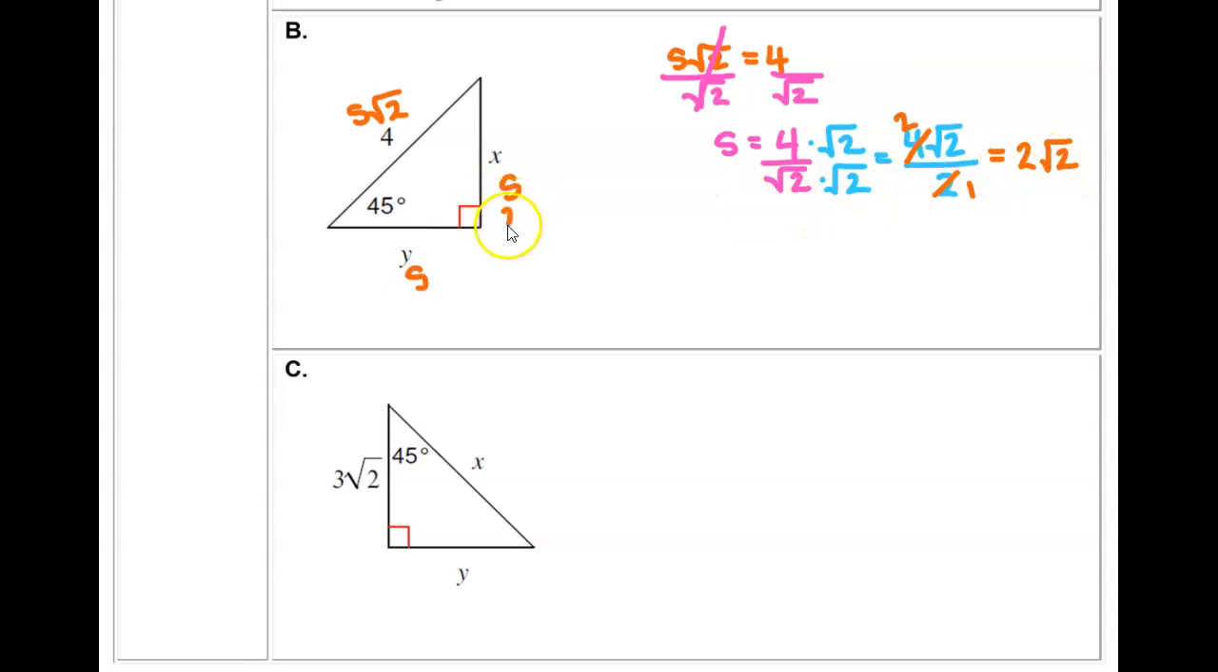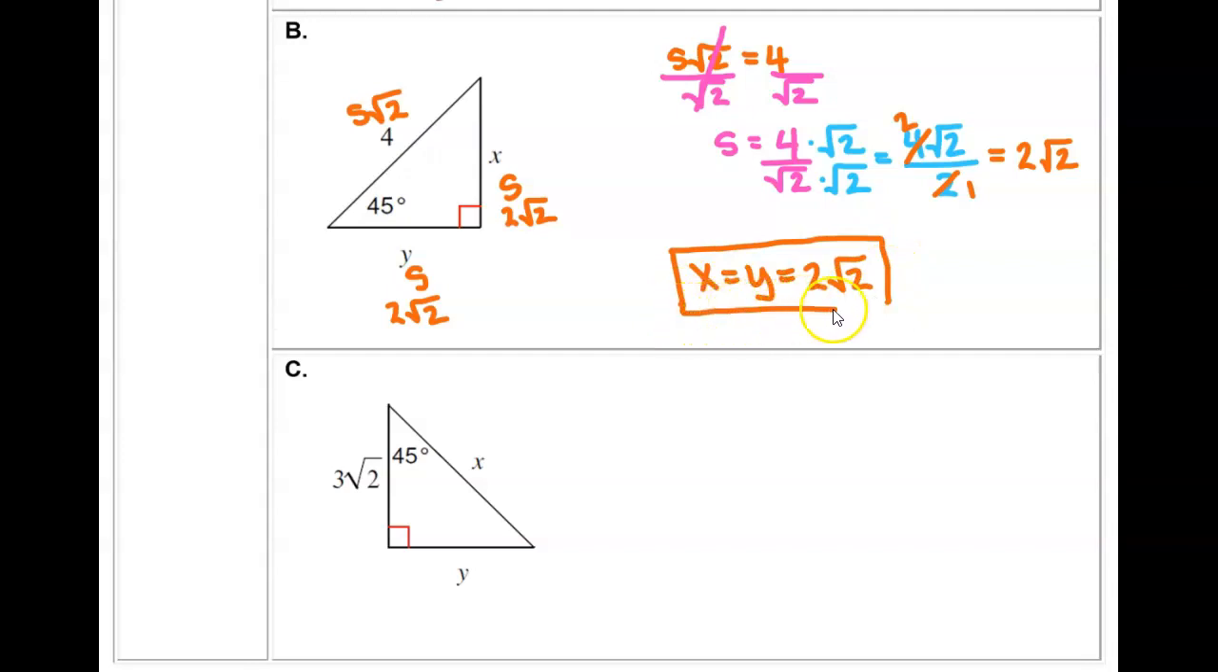This length here is going to become 2 times the square root of 2. And this length right here is also going to become 2 square root of 2. So in this particular example, X and Y, the two legs, are congruent. So I can just say that X is equal to Y, which is equal to 2 times the square root of 2. And that would be my answer for the missing leg lengths. Okay, I want you to pause this video and try example C, and then we will come back and talk about it.